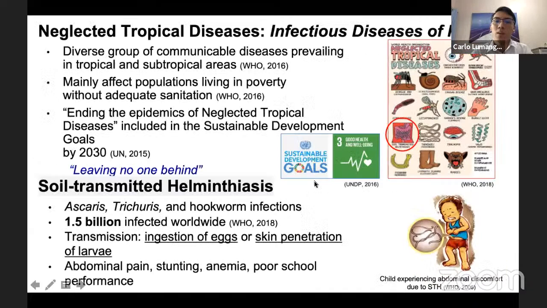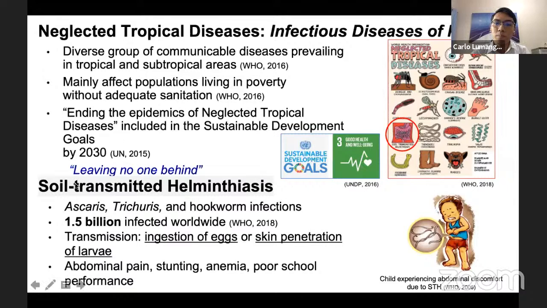Next slide, please. Neglected tropical diseases are communicable diseases that prevail in tropical and subtropical regions, where populations live in poverty without access to adequate sanitation. Soil-transmitted helminthiasis, or STH, is among the 20 NTDs targeted for global action. Globally, an estimated 1.5 billion people are infected with STH, with transmission occurring by ingestion of eggs or by skin penetration of hookworm larvae. Some of the morbidities caused by STH are abdominal pain, stunting, anemia, and poor school performance.